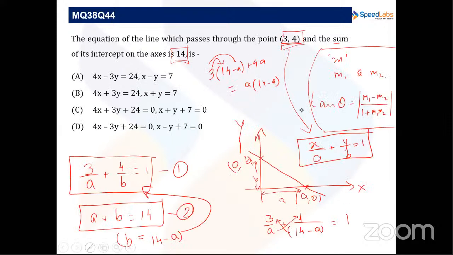The question was the equation of the line which passes through point 3 comma 4 and the sum of its intercepts on the axis is 14.